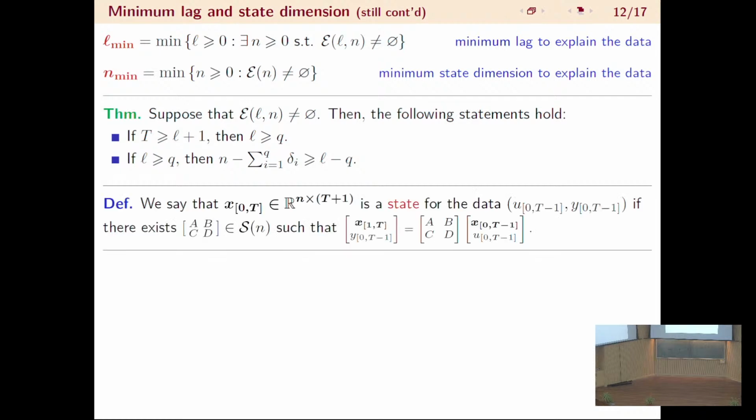Now, I'm going to say that X is a state for the data if there exist A, B, C, D satisfying this relation or this relation. I was talking about finding one explaining system. If you can find a state, then finding an explaining system is very easy. Because if I have the state here, then this is nothing but a linear equation in A, B, C, D. So the issue is creating a state for the data. Once you have the state, then you can solve for A, B, C, D from these linear equations.